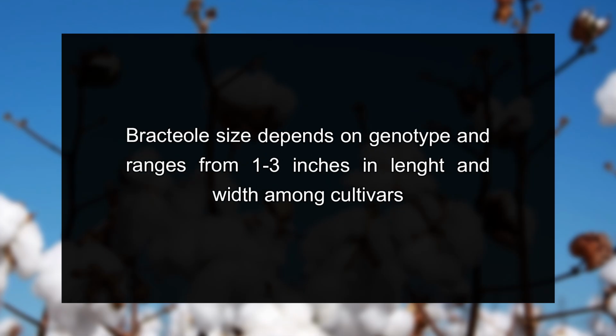Bracteole size depends on genotype and ranges from 1 to 3 inches in length and width among cultivars. Bracteoles have many deep cuts known as teeth, are green in color, and do not change their color significantly until the boll is ready to open. The ovary has 4 to 5 carpels or locks. Each lock contains 8 to 12 ovules that may develop into seed.